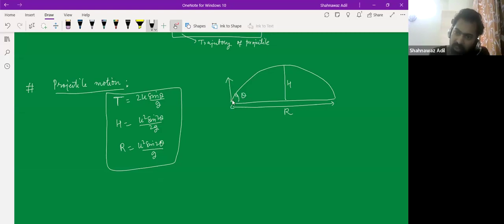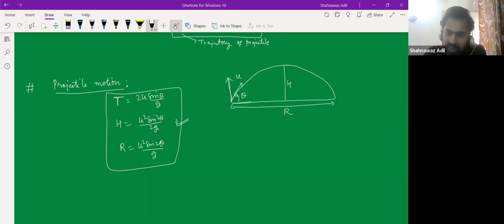Right? So, let's say this is U. It has two components, right? Horizontal component and vertical component. Due to that, we have this range and we have this height. These things we studied in the last class.